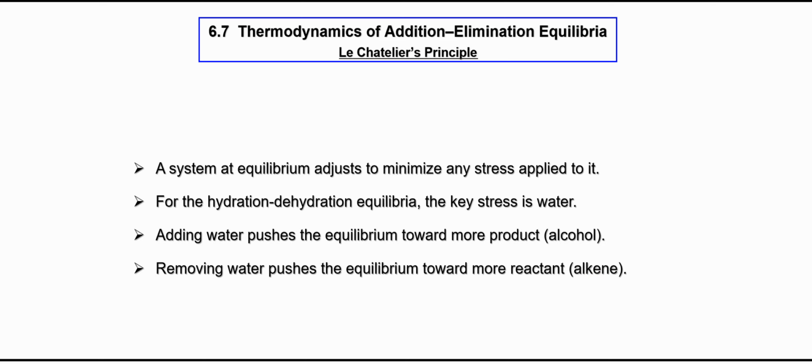So here we need to recall the Le Chatelier's principle. From your general chemistry study, if your equilibrium is reached, and then you apply an external stress, your equilibrium is going to shift to the right or left based on Le Chatelier's principle. The principle states the system at equilibrium adjusts to decrease or minimize any external stress applied to it.